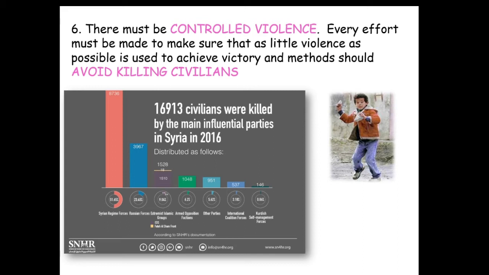Some very depressing statistics there. These are some statistics from the Syrian civil war, which still continues, although it's fallen out of the news, doesn't it? And you can see that Daesh, extremist Islamic groups there, contribute to 9.04% of the deaths in Syria, but actually the main source of deaths was Syrian regime forces.